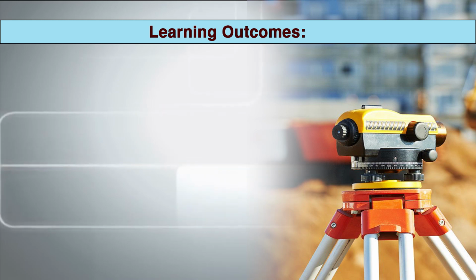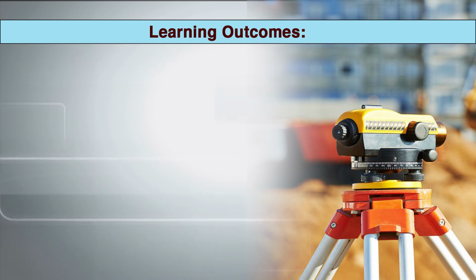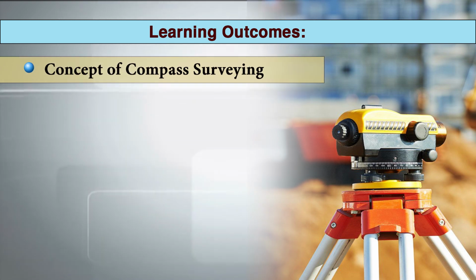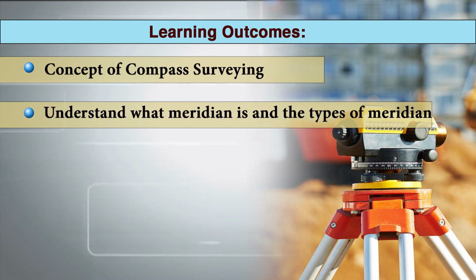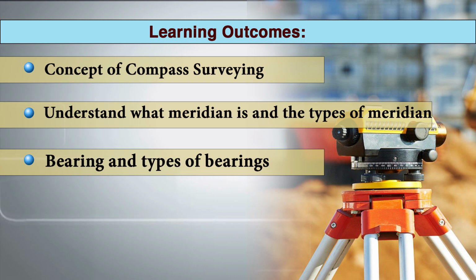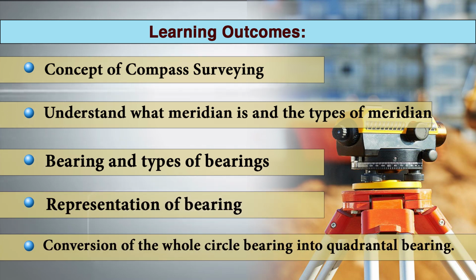So, what will be the learning outcomes of this topic? After studying this unit, the student will be able to understand the concept of compass surveying. They can understand what meridian is and the types of meridian, bearing, types of bearings, representation of bearing, conversion of whole circle bearing into quadrantial bearing. So, let us discuss what compass surveying is.